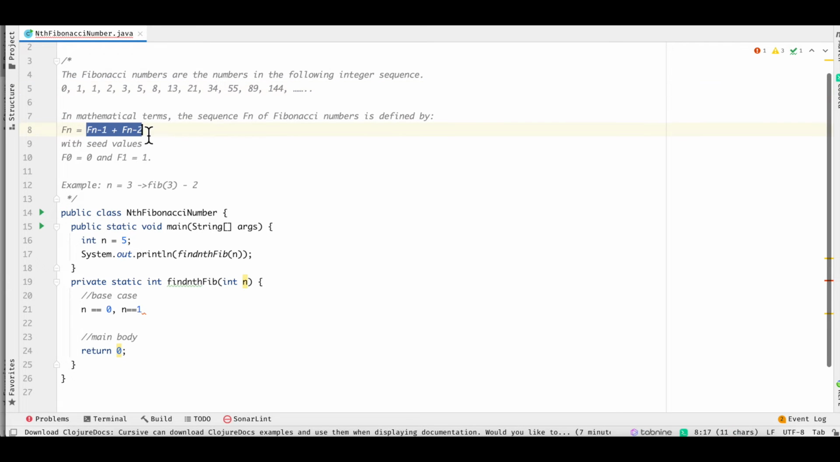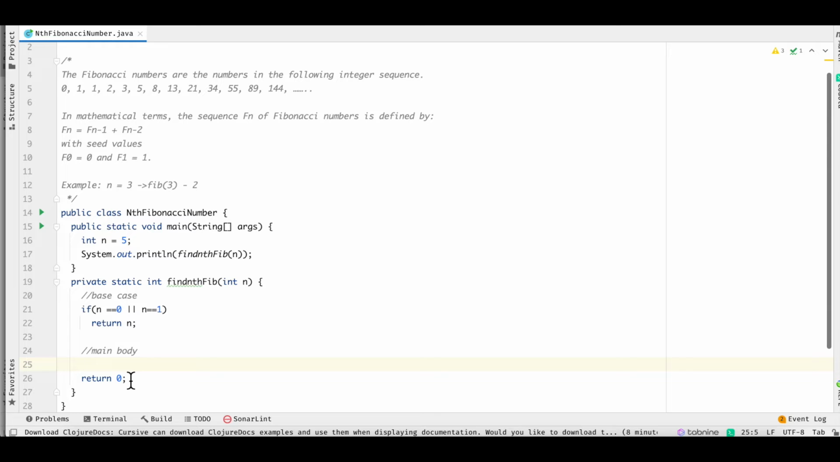It cannot also follow this mathematical equation, which is why these two are going to be our base cases. So our base case will be: if n is equal to 0 or n is equal to 1, we have to simply return the n. Okay, now coming to the main body.